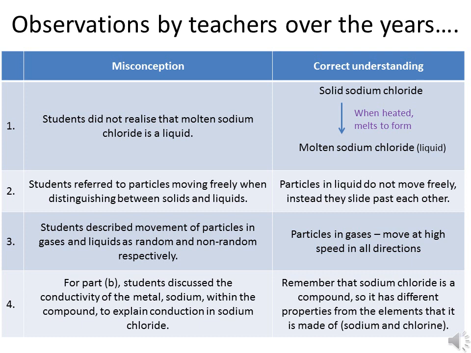The last error is for part B, which asks, why does sodium chloride conduct electricity in molten state? Now, you have to remember that sodium chloride is a compound. So compounds have different properties from the elements that it is made up of.